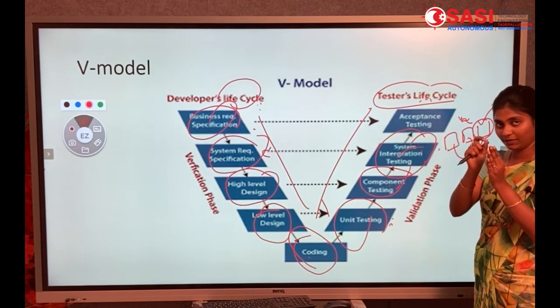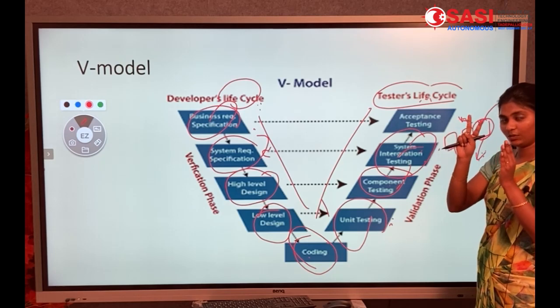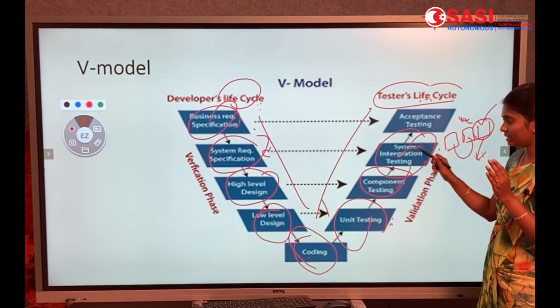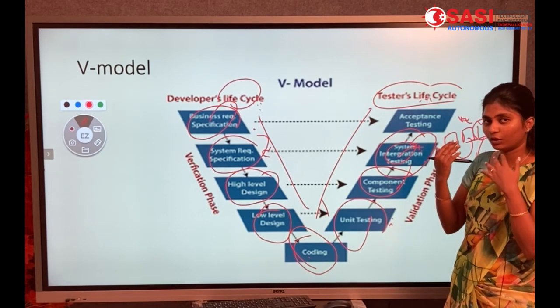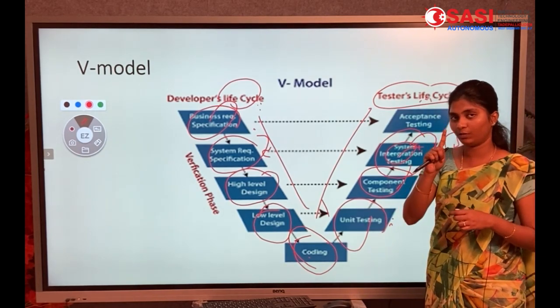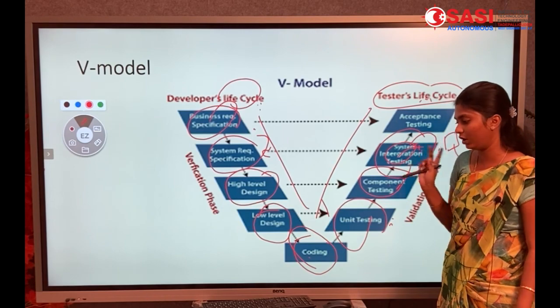After a single unit, it will integrate with the two components, right? So it is integration system testing. After these two types, it will go to the acceptance testing, which is the unique one, where it is checked whether it is bug free or not.